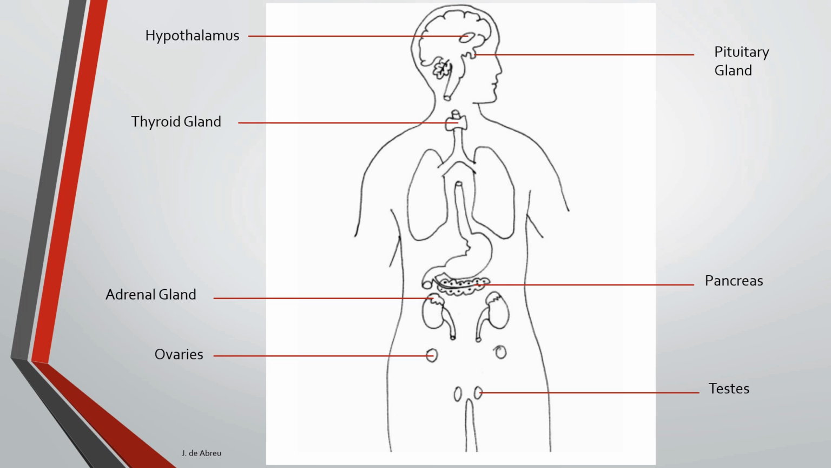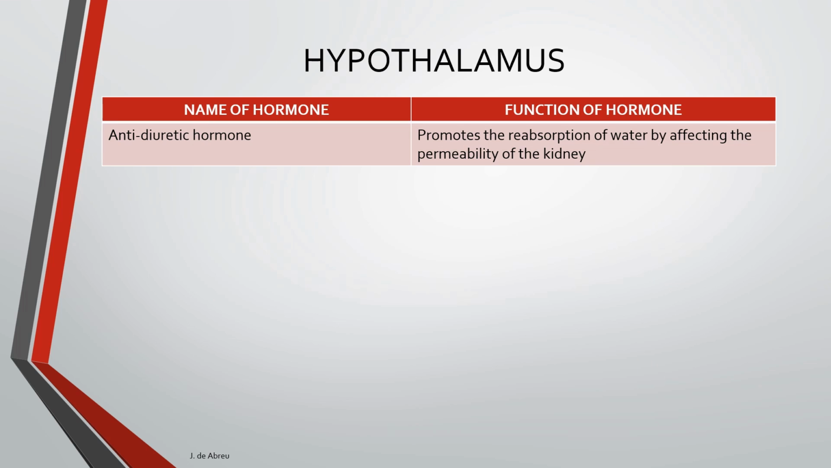Okay, so those are the endocrine glands, and each of these has a specific hormone that they secrete. Some glands have multiple hormones that they secrete, and each of those hormones has a different target organ, and that is what we are going to get into now. So the first endocrine gland that we look at is the hypothalamus, and the hypothalamus secretes ADH, antidiuretic hormone. The function of this hormone is that it promotes the reabsorption of water by affecting the permeability of the kidney.